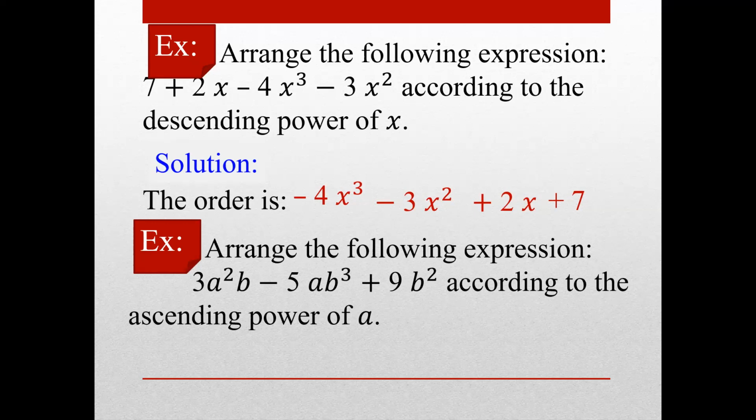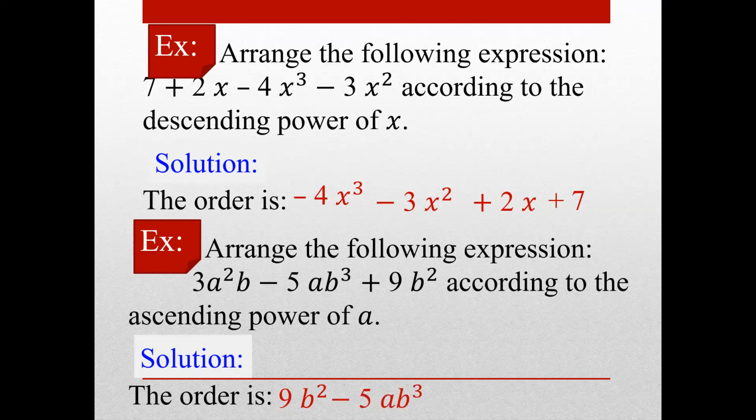The smallest one will be 9b power 2. And the second one will be negative 5ab power 3, a with the first power. And the last one, 3a power 2b.